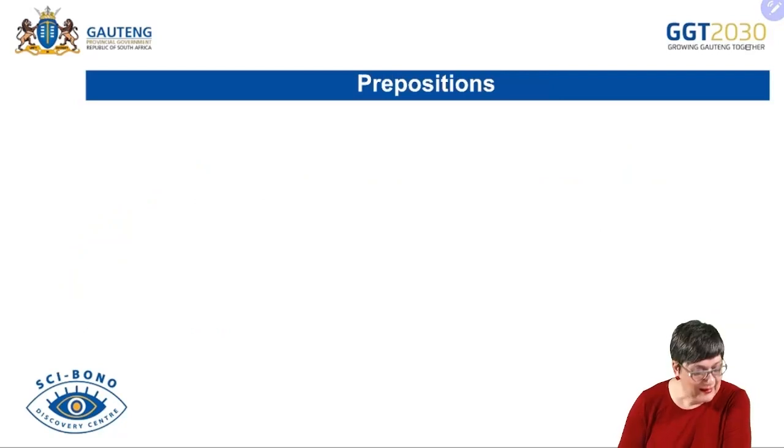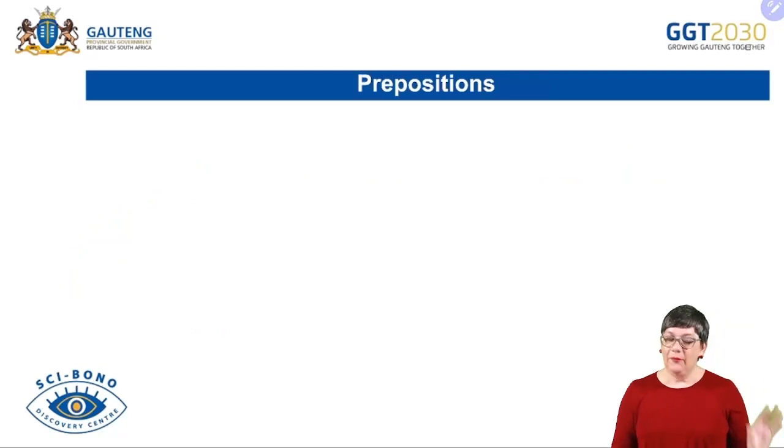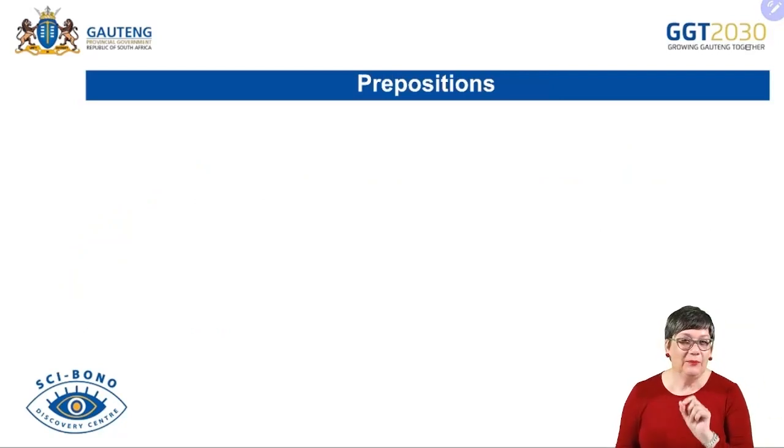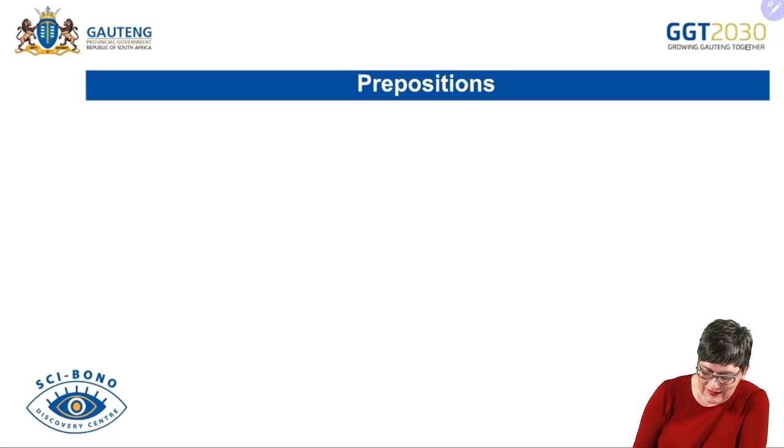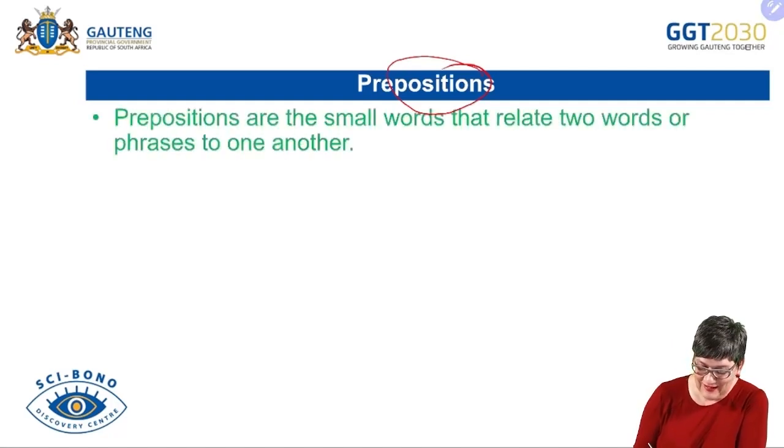Okay, let's look at the next one. Prepositions. Remember we're still busy with parts of speech at this stage. If you look at the word preposition, it says position. A preposition shows you the position of something. These are small little words, and they tell you, in relation to two words or two phrases, what the position is.